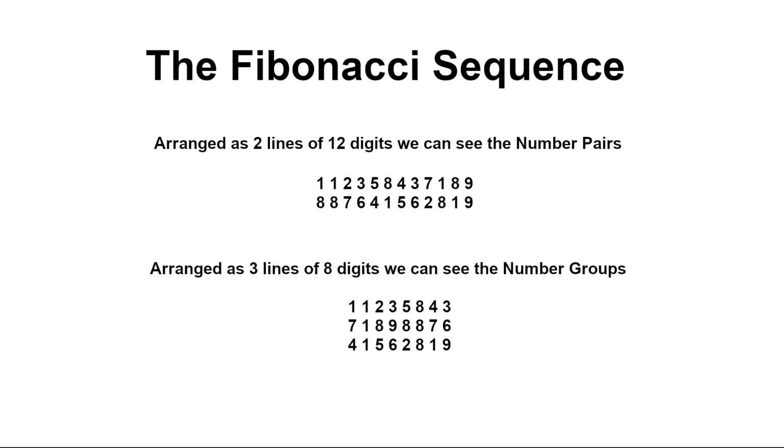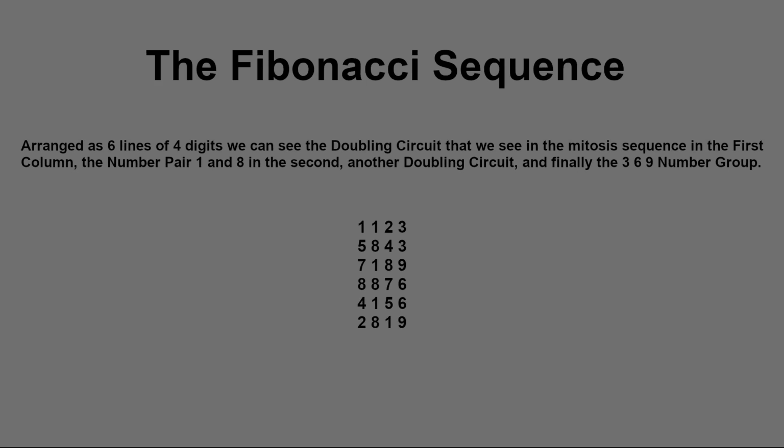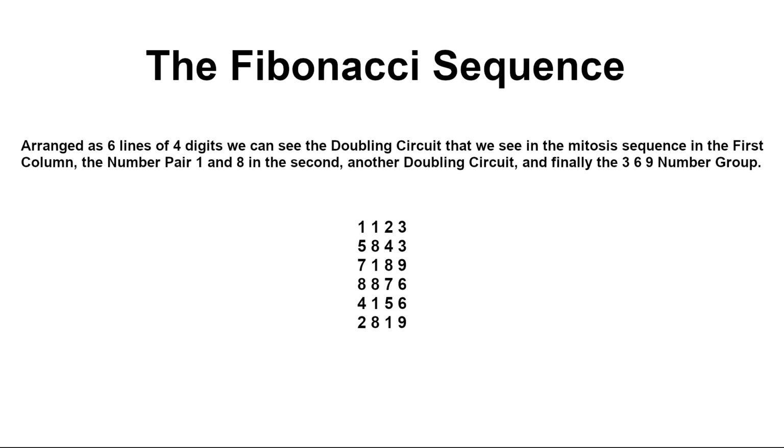And in fact, this one has a further system of symmetry, and that is a 6-fold symmetry, where we see, in the first column, 1, 2, 4, 8, 7, 5 from the cellular mitosis sequence. Then the 1 and 8 number pairs. Then 1, 2, 4, 8, 7, 5 again. And then the final column, 3, 3, 9, 6, 9, 6, 6, 9, which is just that family number group.